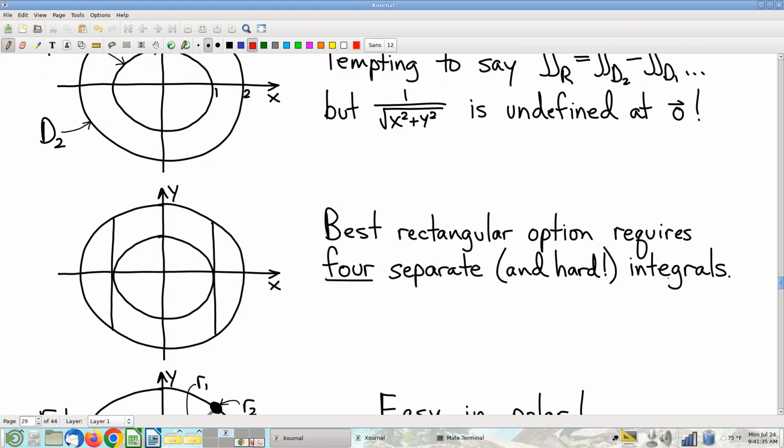If you were to say, okay, well, fine, I have to slice it up the old-fashioned way, then you'd end up with 4 separate pieces like that. And again, nobody wants to do that. And furthermore, each one of these pieces has at least one circular edge, which means there's going to be square roots in all 4 of these integrals. This is a bad option.